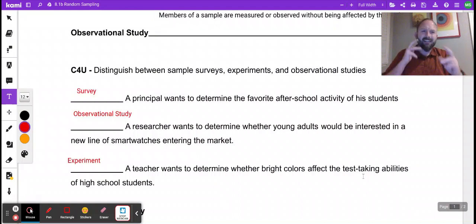So you might be getting a little confused between a survey and an observational study. For example, if the principal's asking students, they are responding and you're writing it down. Now, when a researcher is watching somebody, he's not asking them any questions. He's observing and writing down, like, oh, they're playing with that ball more than that ball. Now, an experiment would be this last one, and a little bit easier. You're like, I think this will happen. Well, test it. Does it happen? Let's go on.